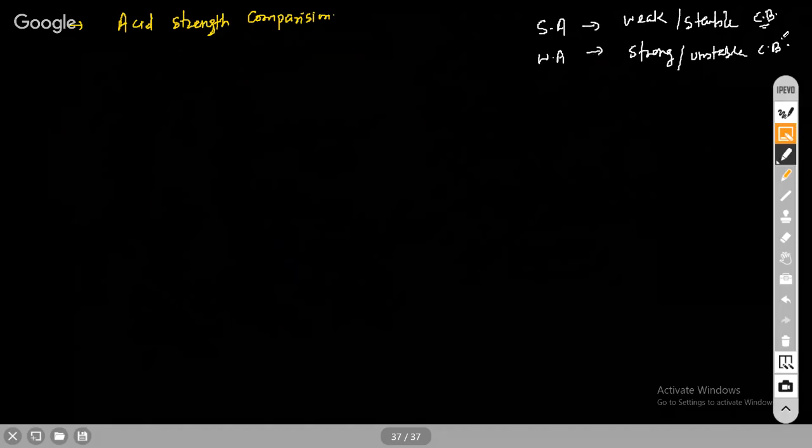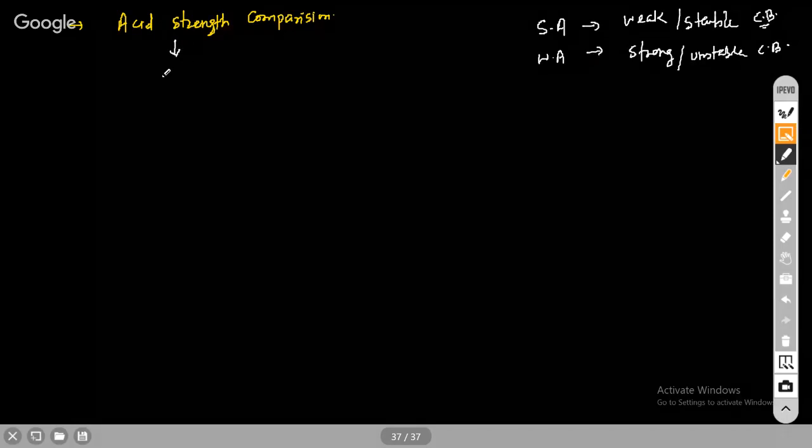Correct? So first of all, for acidic strength, we have to form the conjugate base and then check the stability. Now, for the stability of the conjugate base, I'll just write down here: for acidic strength, we have to check the stability of the conjugate base, right? In this, three possibilities may be there by which you can compare the stability of the conjugate base.